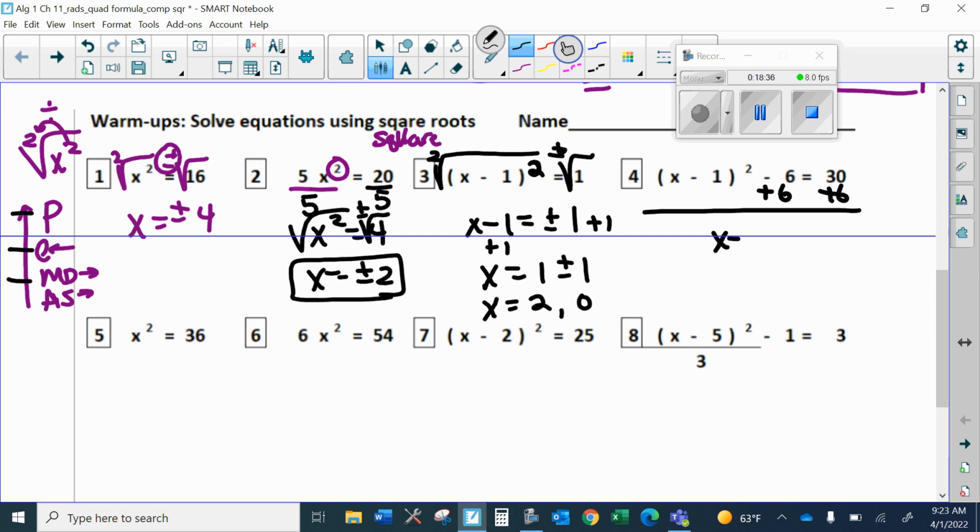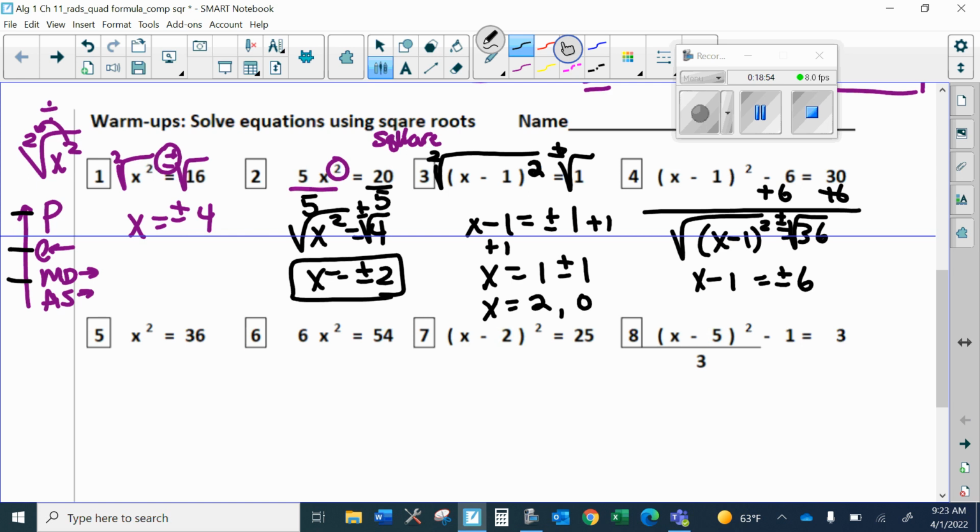So now I have (x minus 1) quantity squared equals 36. Now I'm up to the exponent level, so I take the square root of both sides. And I can't forget that plus or minus. So I have x minus 1 equals plus or minus 6, because the square root of 36 is 6.